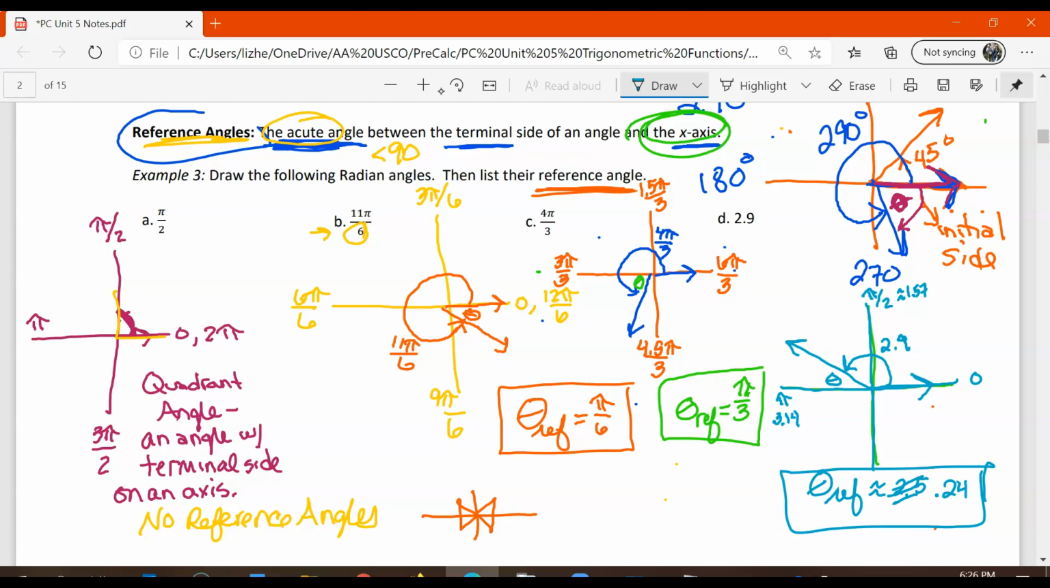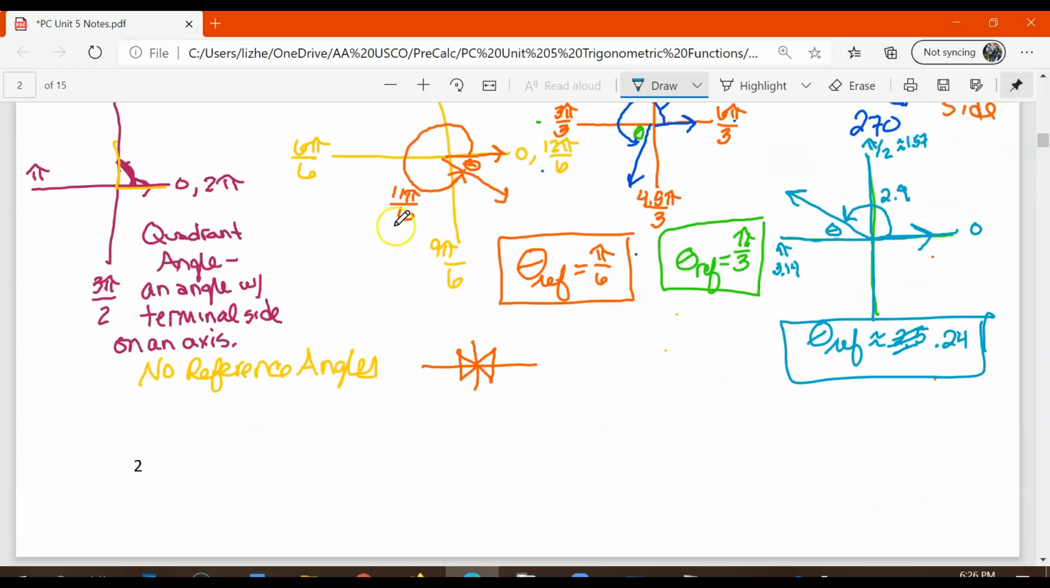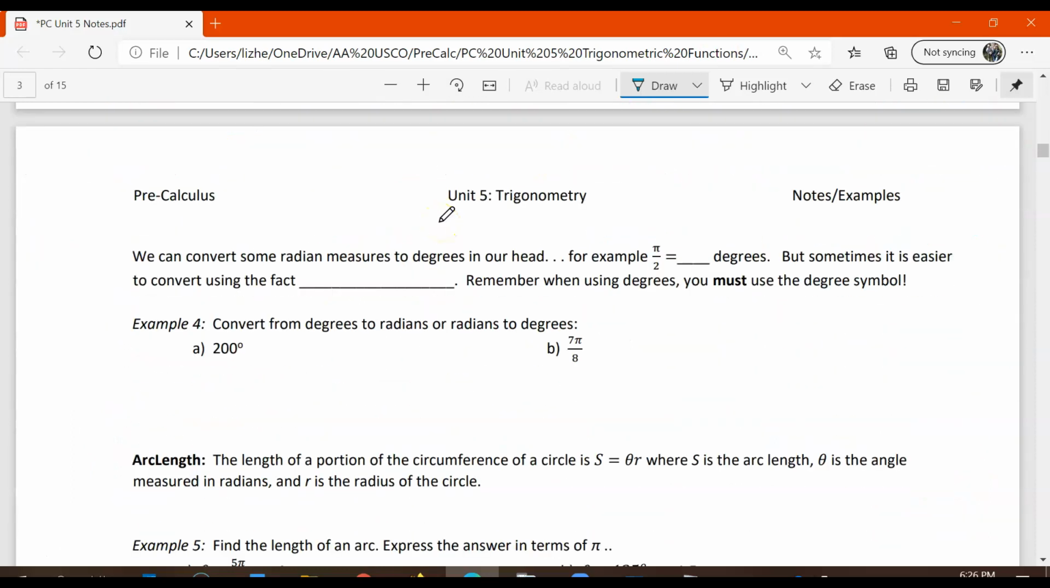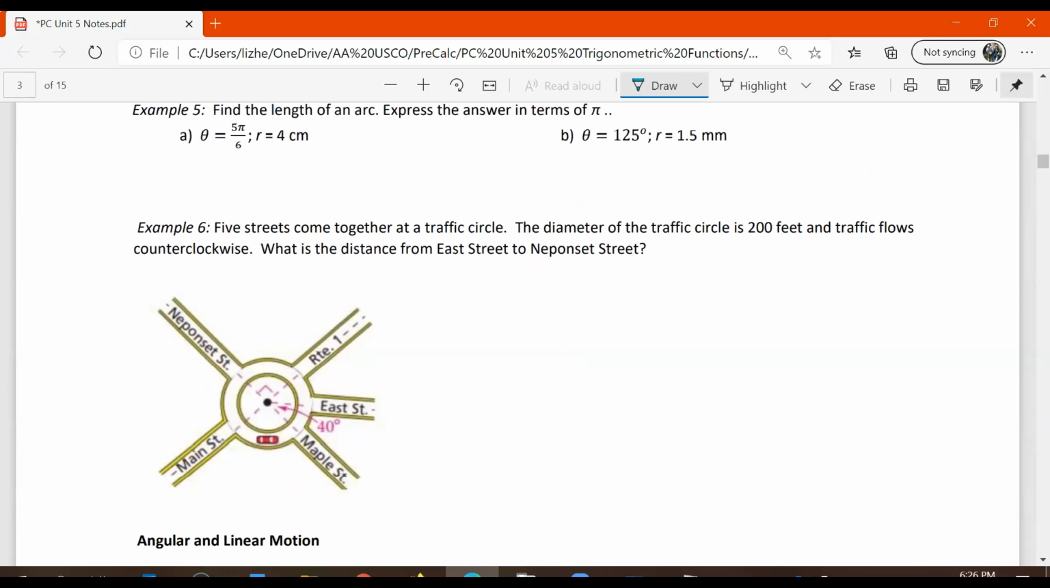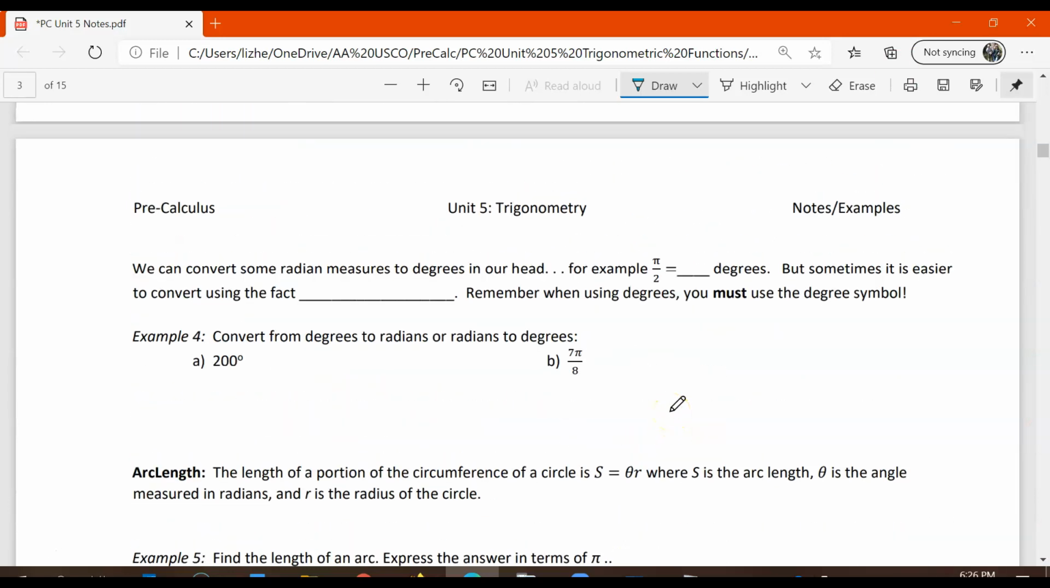All right, so now to the next page. We can convert some radian measures to degrees in our head. For example, pi over 2 is 90 degrees. So that should be something that you just know. Other common ones, pi over 4 is 45 degrees. You should know that. Of course, pi is 180 degrees. 2 pi is 360. There's some others. We'll get to 30 and 60 later on. So anyhow, we can convert some radian measures in our head.